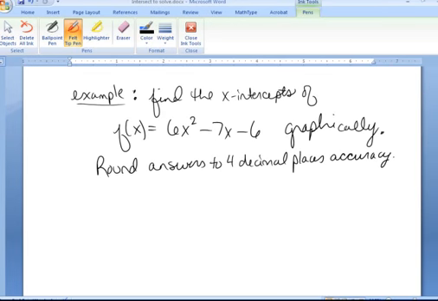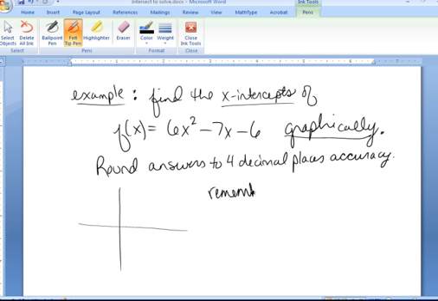In the next example, we want to find the x-intercepts of the function f of x equals 6x squared minus 7x minus 6, and we're going to do it graphically. Then I'm going to round my answers to 4 decimal places. Again, we're going to go to the calculator, put the function in the y equals menu, and this time, since we're finding x-intercepts, we're going to find the places where the graph hits the x-axis.